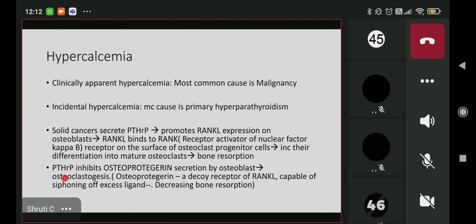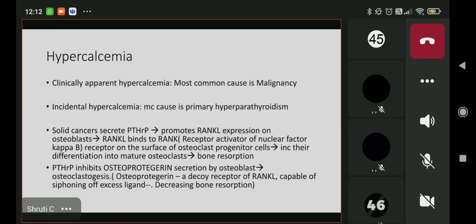So this parathyroid hormone related protein inhibits osteoprotegerin. Therefore, ultimately, it will increase bone resorption, because it is inhibiting osteoprotegerin. Okay, so by both these ways, solid cancers can cause clinically apparent hypercalcemia.